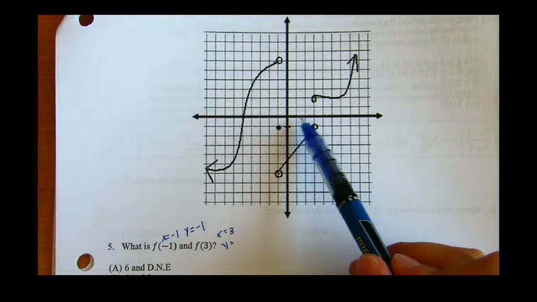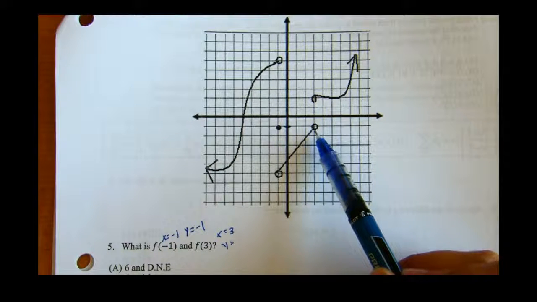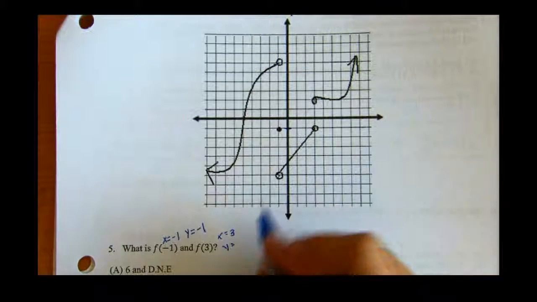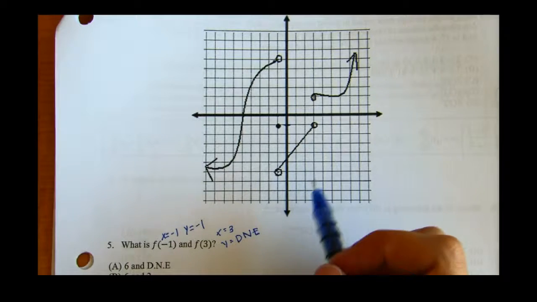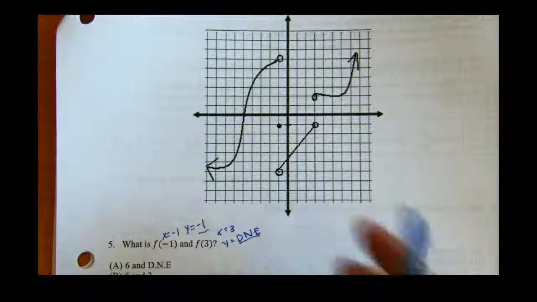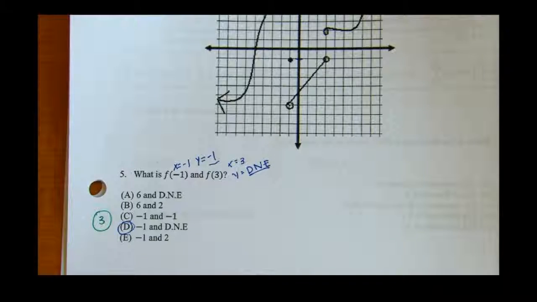Let's look at x equals 3. So if I go over 1, 2, 3, at 3 I've got an open circle up here and an open circle down here. I don't have any closed circles, which means that at x equals 3, y does not exist. I can't just pick one of those to use. So my solution should look like negative 1 and does not exist. Let's see which one matches. Here we go. D.